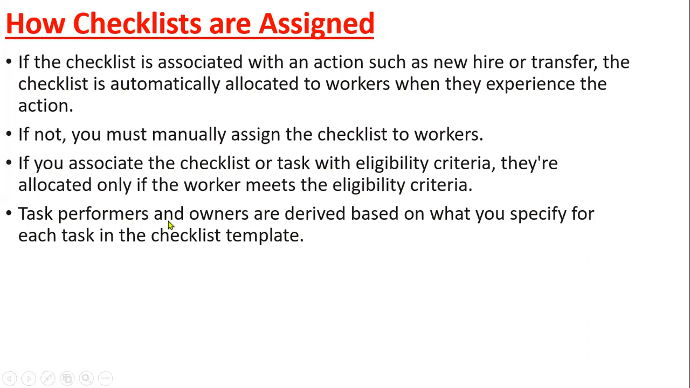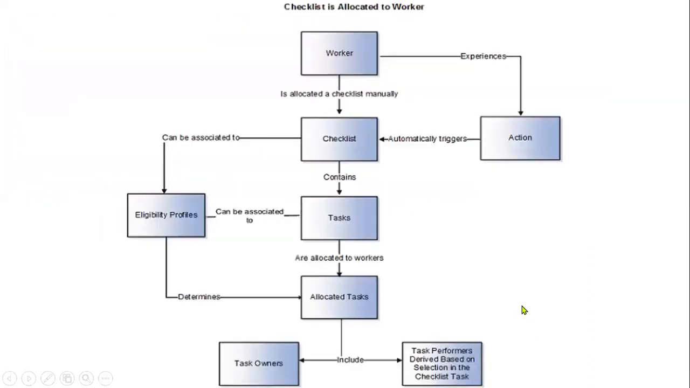So task performers and owners are derived based on what we specify in the checklist template. Whenever we are creating the checklist, the moment you choose the task, if you want to mention who has to perform the task and who is the owner of that particular task, we can specify that option at the time of creating the checklist itself. So that's how we specify the performer and owner and assign this checklist to the employees.